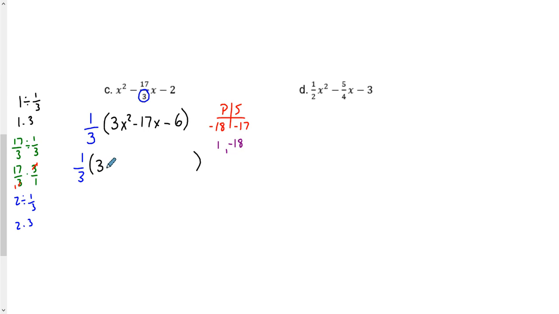We're going to have the 3x squared and the -6. I'm going to have to add the 1x and subtract the 18x. Split it down the middle, and let's do some special factoring. We can factor out an x and be left with 3x plus 1. Factor out a -6. Again, we're left with 3x plus 1.